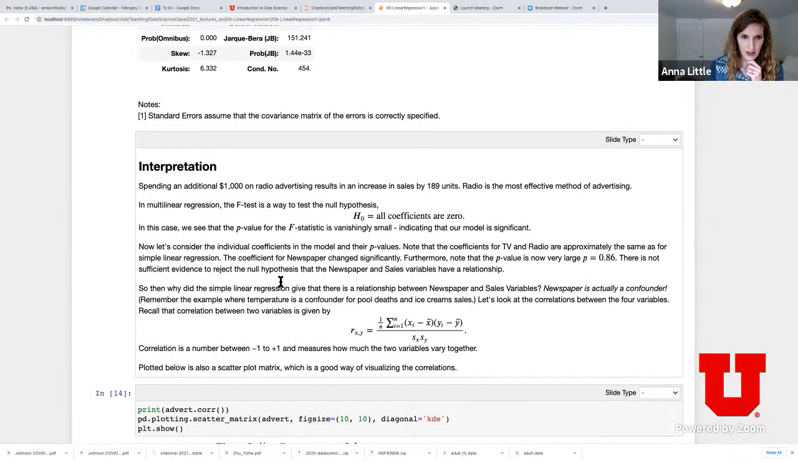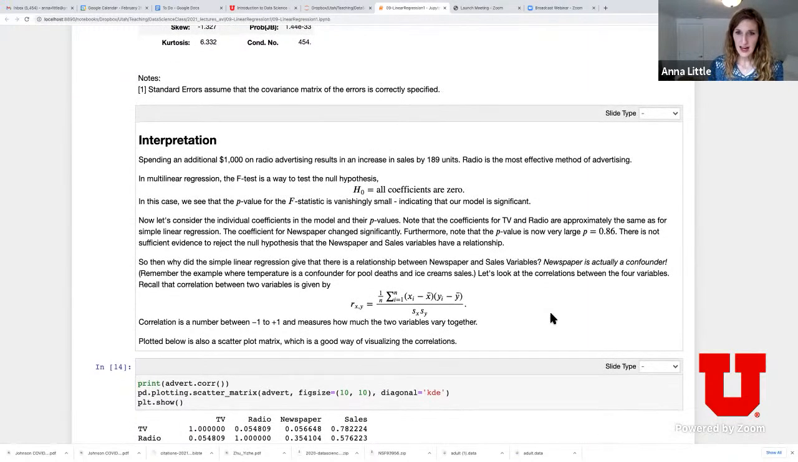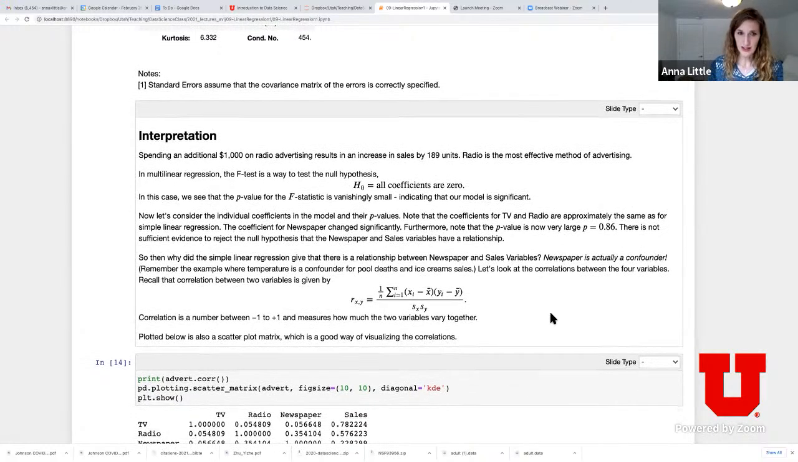Okay, yeah, so I think we got all of this. And we talked about why we are getting a low p-value for newspaper when we had a high p-value before. It's because newspaper is a confounder. It can be really helpful to look at the correlations in your variables when you're doing a linear regression like this, so that you're aware of the relationships between the variables.